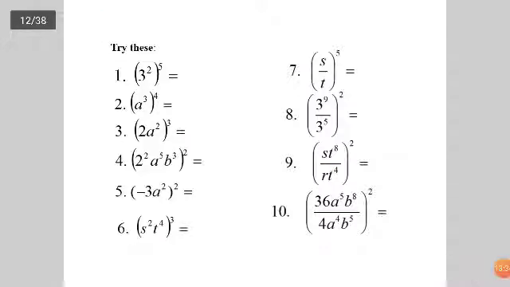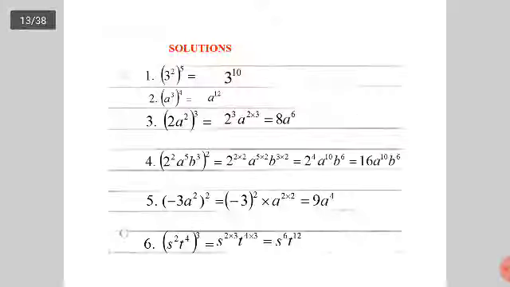Next one. Try these sums, so write them down in your class note. 3 square the whole power 5. Here the powers are multiplied: a power m the whole power n is a power m into n. So 3 power 2 into 5. 2 fives are 10, so 3 power 10.